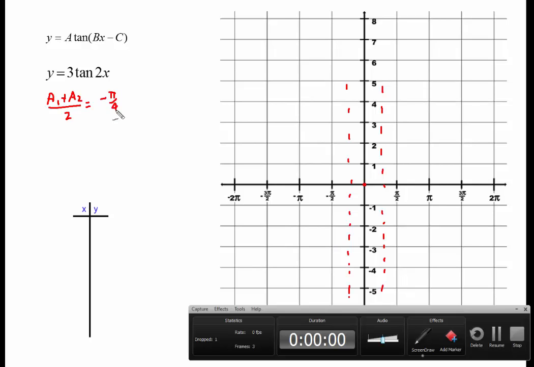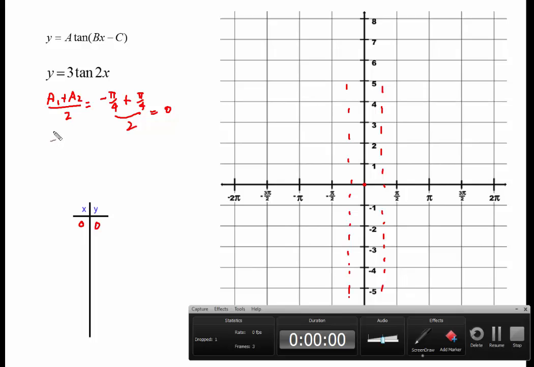Now when they're not so easy, you may appreciate this a little bit more. Depending on the values, we'll see. So at 0, when x is 0, we'll have 3 times the tangent of 2 times 0. The tangent of 0 gives us 0. All right, now the point halfway between here is going to be the nice tangent value, and the one halfway between here.